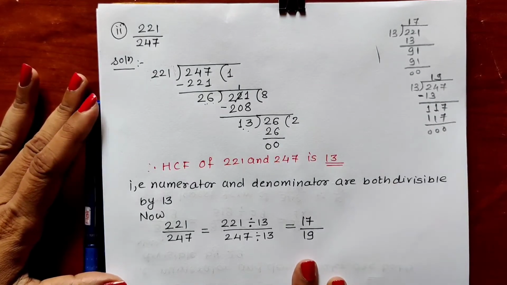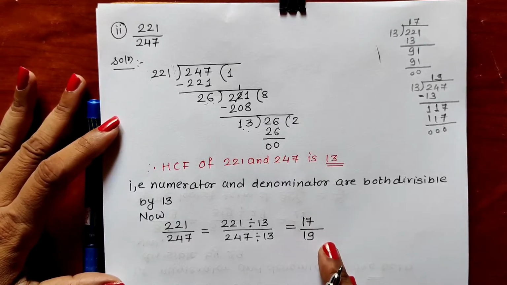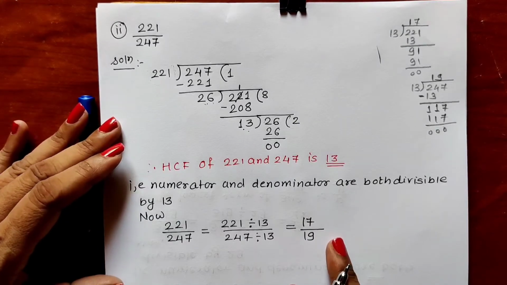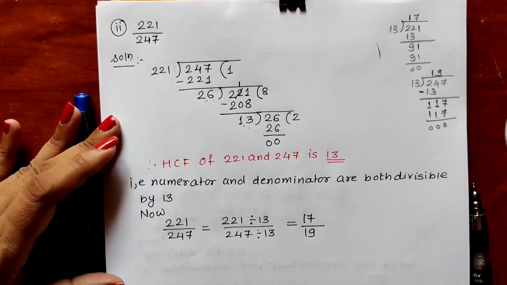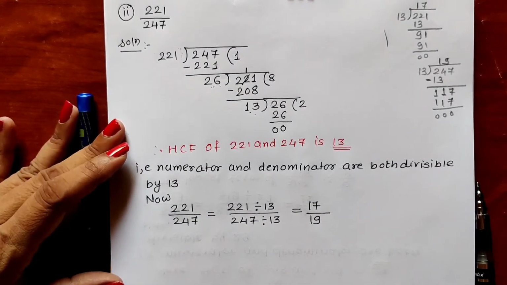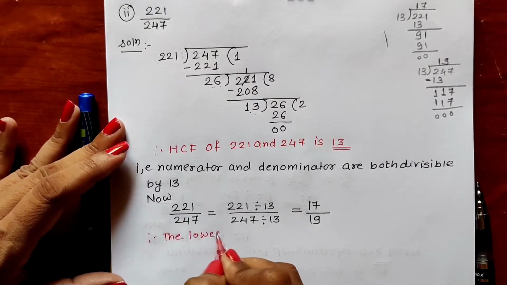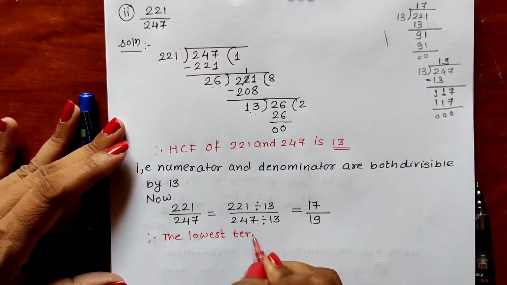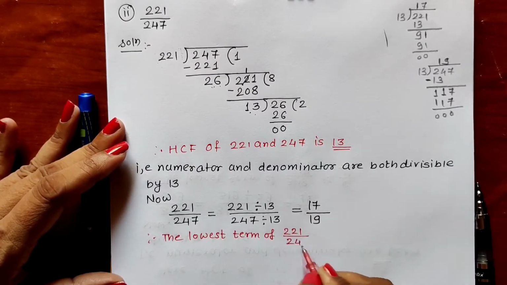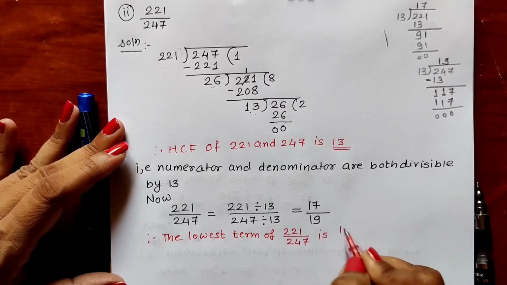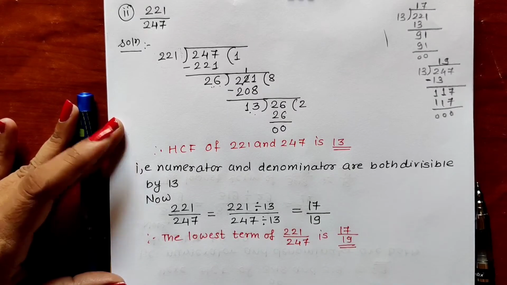in the denominator. So 17 upon 19 both are prime numbers. They don't have any other common factor except 1. So this will be our lowest term. So write the answer. Therefore, the lowest term of 221 upon 247 is 17 upon 19. Now let us see third fraction.